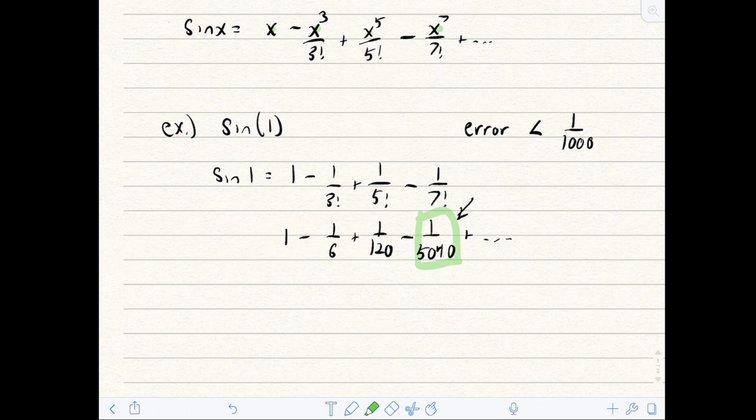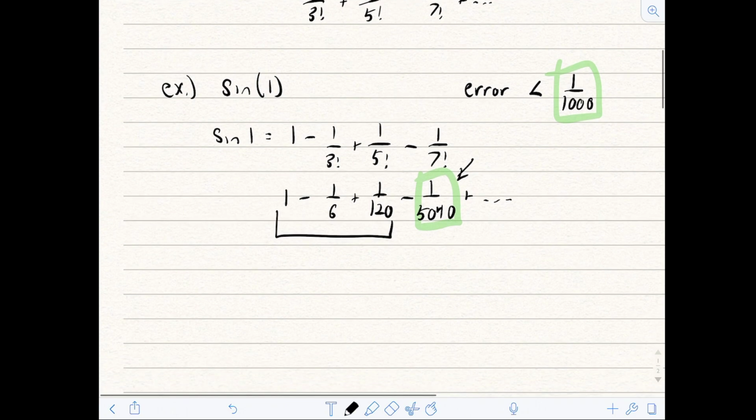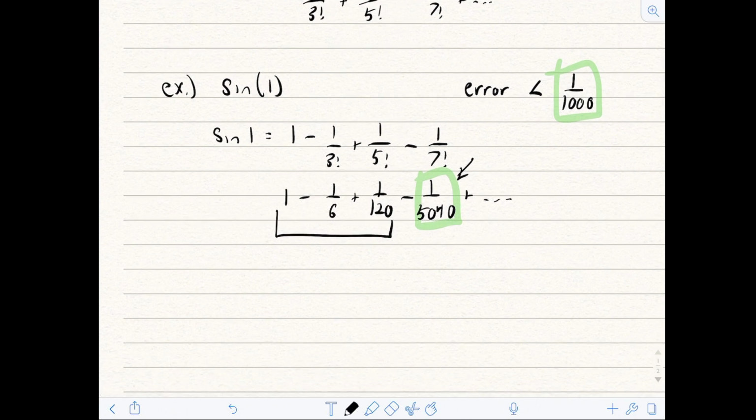But nicely enough, that specific number is smaller than 1 over 1000. So if we focus on those first 3 terms, the error itself is going to be less than 1 over 1000. So if I just do this specific sum, 1 minus 1 over 6 plus 1 over 120, that's going to be equal to 0.84166. Now, you wouldn't be able to do this without a calculator. I'd probably say that they wouldn't really ask for the number. But what they might ask is for you to find a common denominator. So in that case, that's going to be 101 over 120.